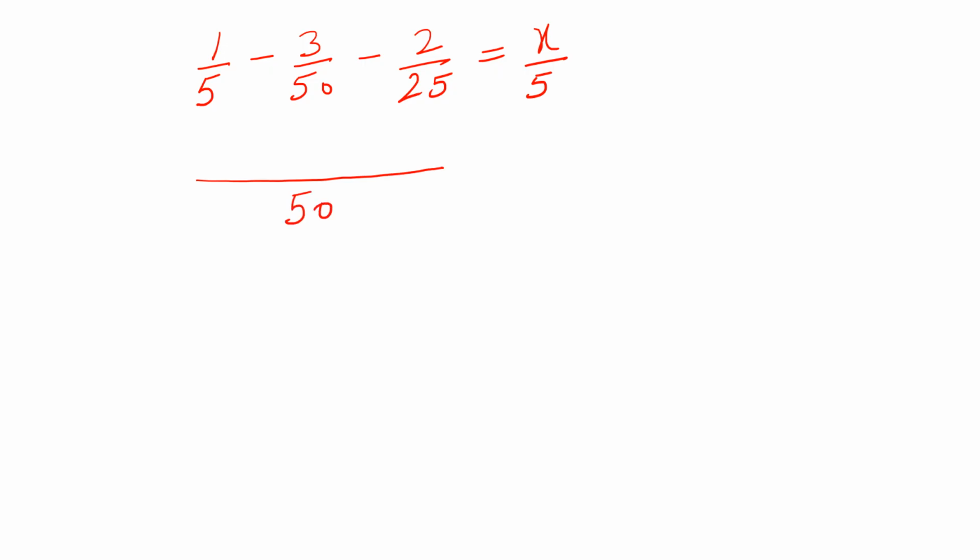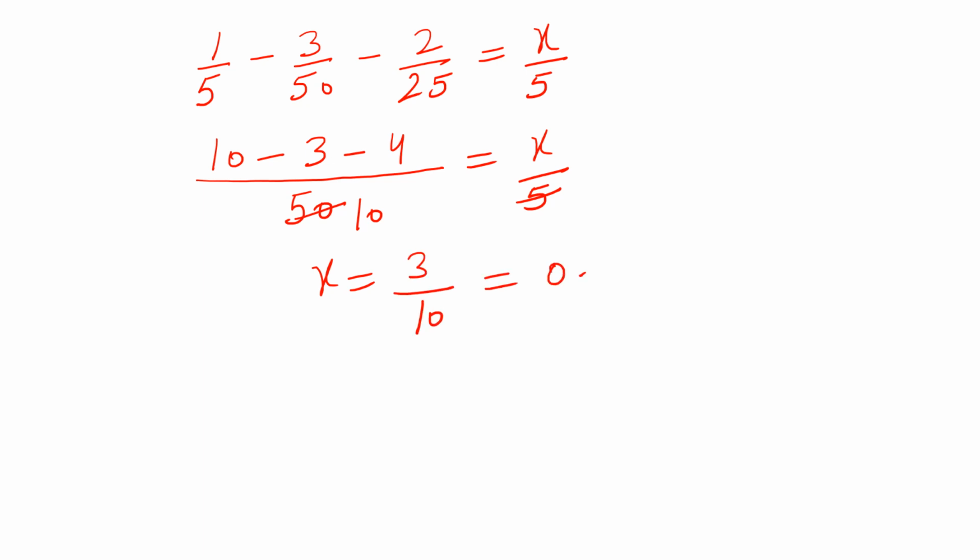It comes as 50 and in the numerator we get 10 minus 3 minus 4, and this is further equal to X upon 5. So when we do the calculations we get the value of X as 3/10, which is further equal to 0.30. So this is the correct answer of this question. Now students, we move towards the next question.